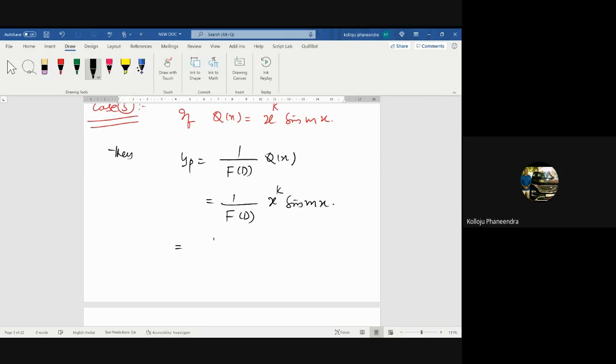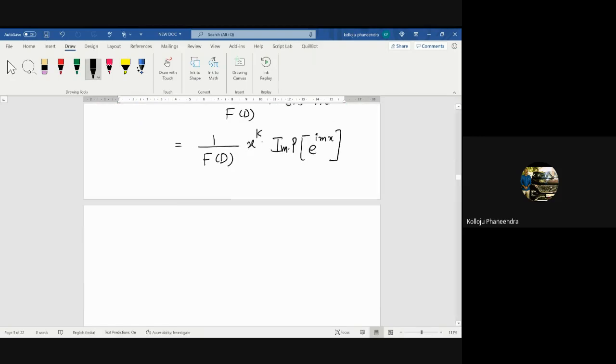Then what we have to do here? Listen. 1 by f of D x to the power of k sin mx can be written as the imaginary part of e to the power of i mx. Is it correct? What is this? e power i mx means cos mx plus i sin mx. Therefore, sin mx is the imaginary part of e power i mx.